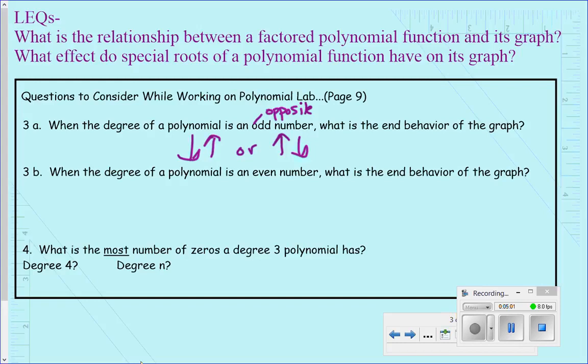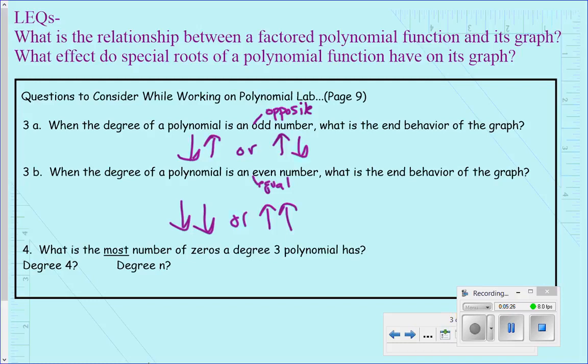On the other hand, if it's even, even makes you think equal, meaning the ends will go the same direction. So either down, down, or up, up. And hopefully you saw that in the lab. There were several that were degree 4. Some of them had down, down, and some of them had up, up end behavior.